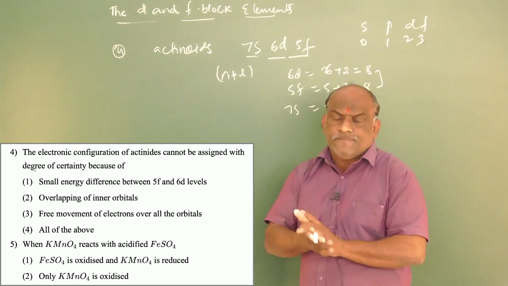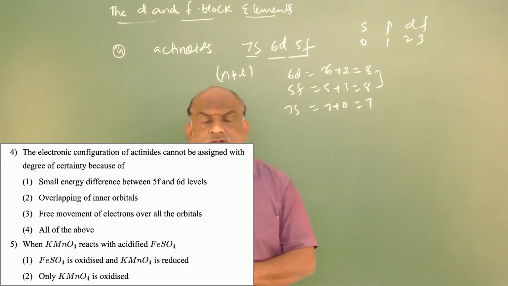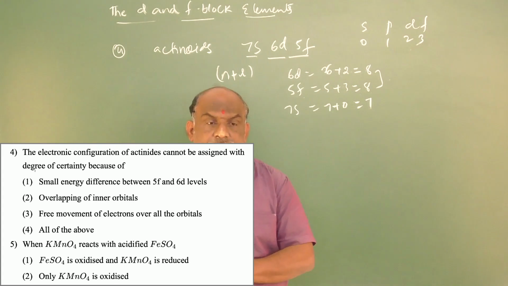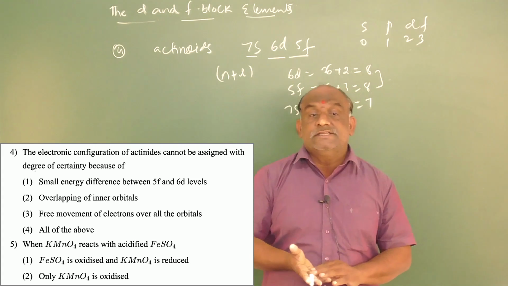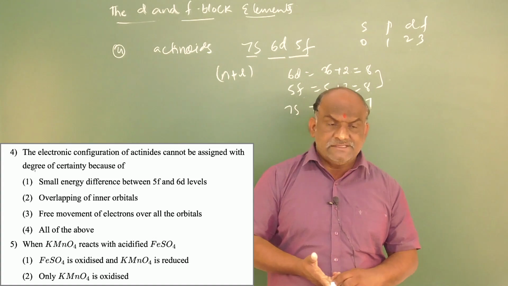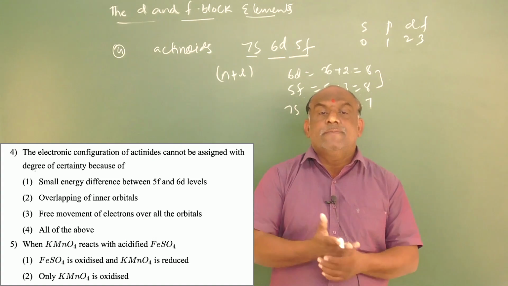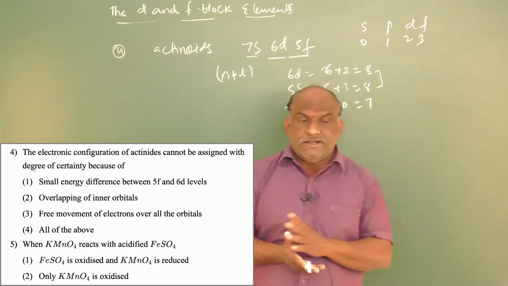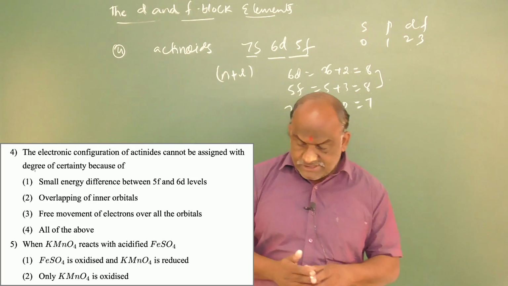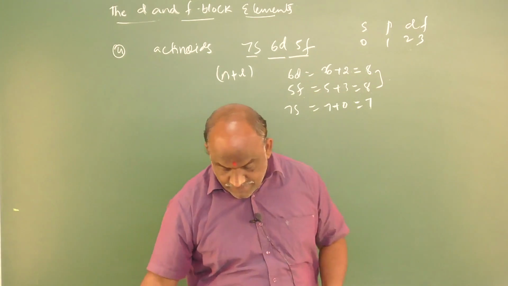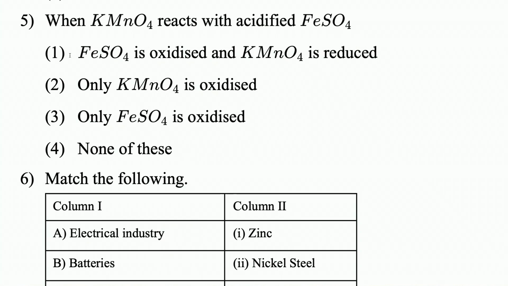Energy gaps of outermost electronic configurations are very small due to the small energy differences between 5f and 6d levels, and the actinides cannot be assigned with a degree of certainty. So for question number 4, the first option is right, and the next one is question number 5.